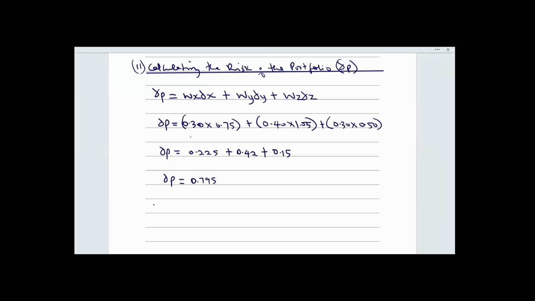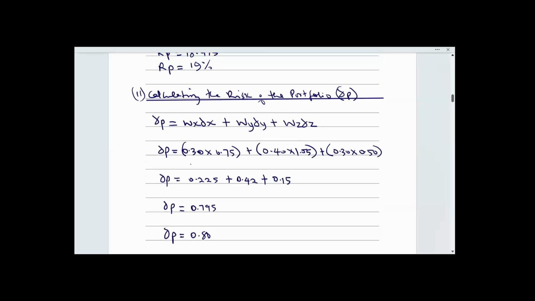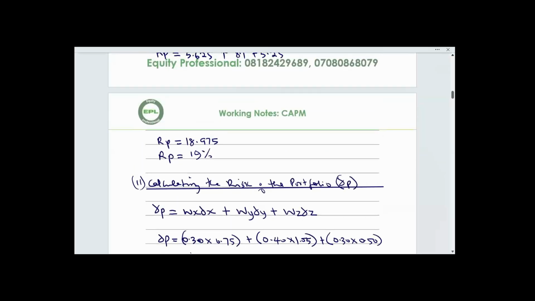Therefore, the risk of the portfolio is 0.80, which is relatively lower than that of the market. All right, the risk of the portfolio is lower than that of the market, which is okay. All right. According to the question, the return of the market is 20%, and the return of the security is 19%.